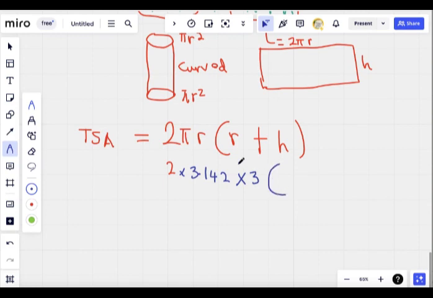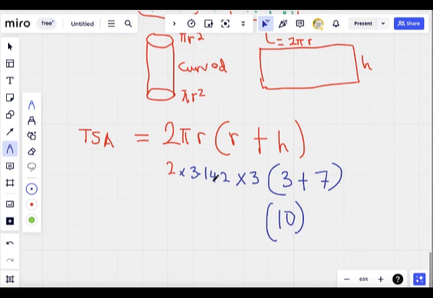Inside the bracket, what's the radius? It is also 3. You say 3 plus, what's the height? Height was 7. So 3 plus 7 is 10. So what is inside the bracket is 10. So you say multiply by 10.